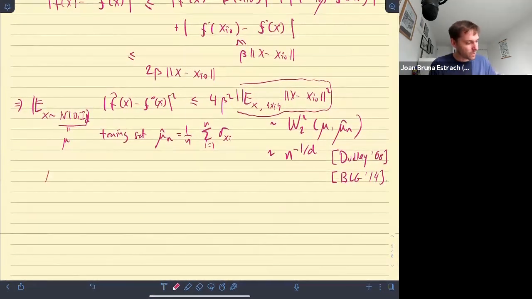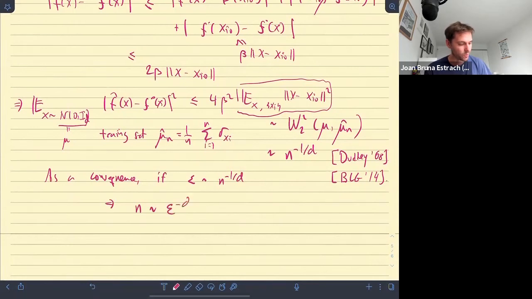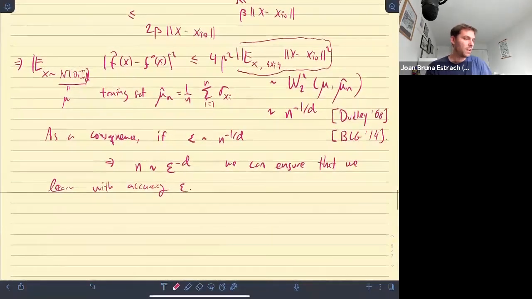As a consequence, if you want to get small generalization error, what is the sample complexity? How large do we need to make n to make this of the order of epsilon? Epsilon has to be of the order of n to the minus 1 over d, so what we need is that n has to grow like epsilon to the minus d, to ensure that we learn with accuracy epsilon.